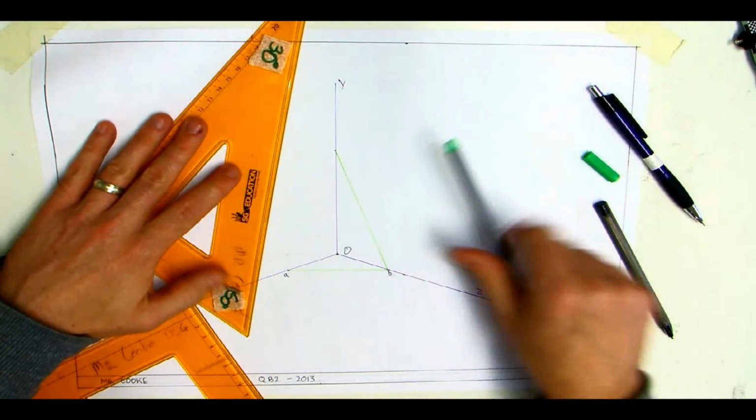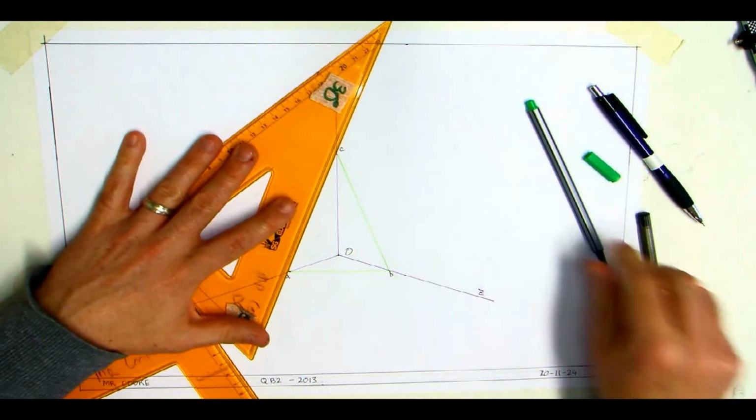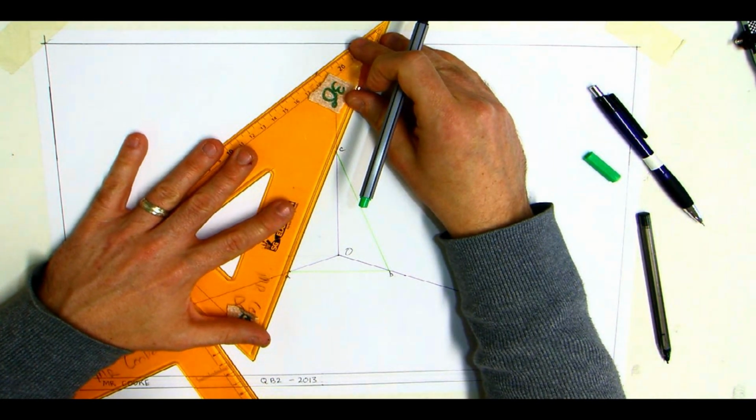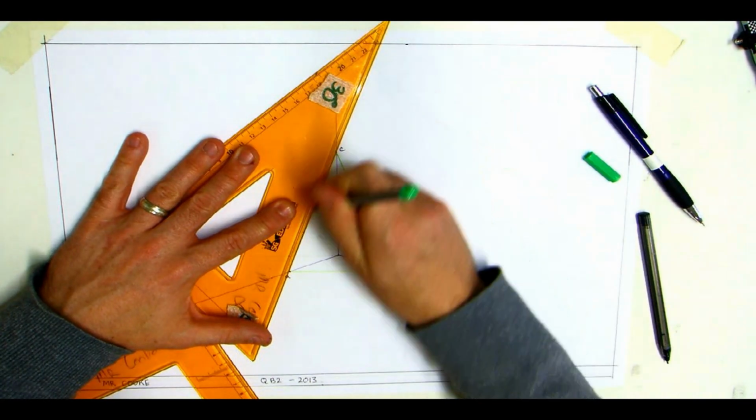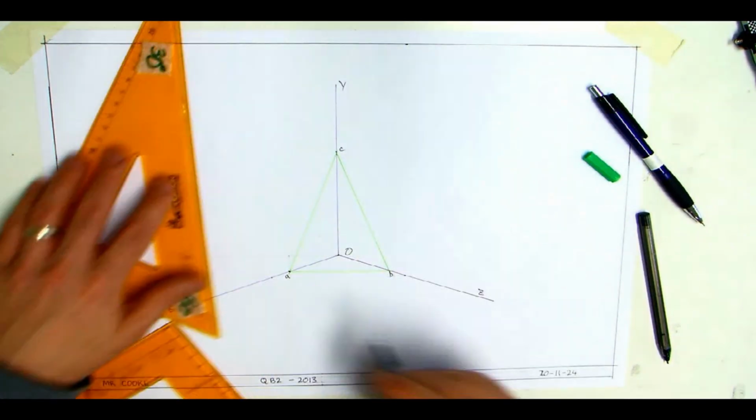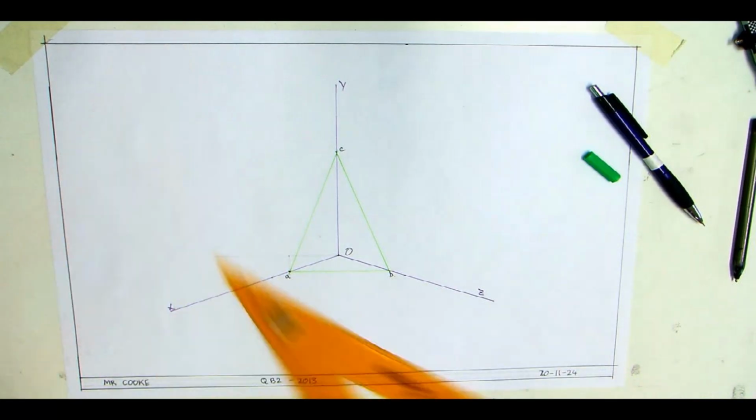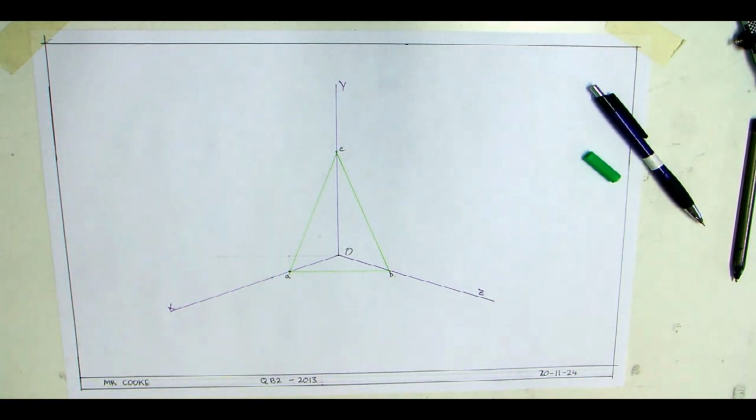Now I have point C. I can join C back up to A, and I now have my axonometric plane. That is part A of the question completed. Six lines. Part A of the question completed.